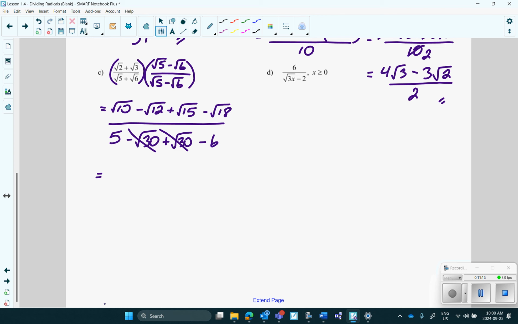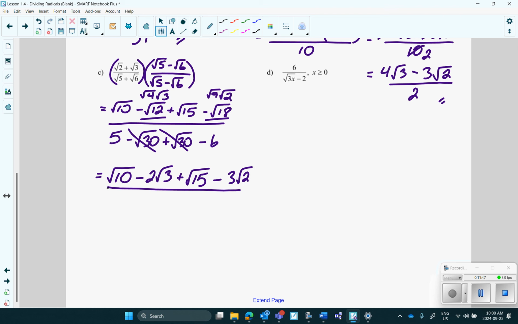Can I simplify any radicals? That one. So root 10 minus, well, this becomes root 4 times root 3, to root 3. Can't simplify the root 15. This becomes root 9 times root 2, which simplifies further to 3 root 2, over the simplified bottom of negative 1.